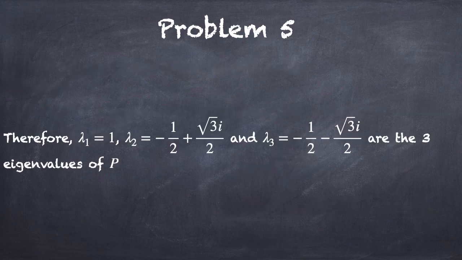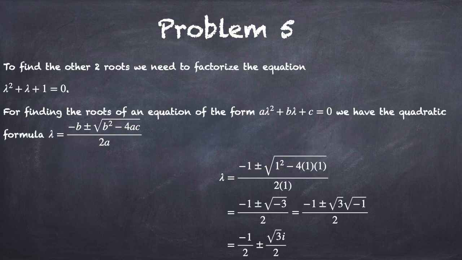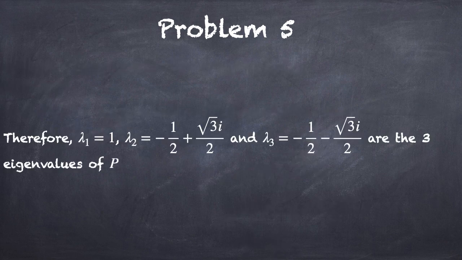So the first root was lambda 1 equals 1. For the second root, we took the plus sign, which gives us negative 1 over 2 plus square root of 3 i over 2. And then the third root would be taking the negative sign instead of the plus sign. It gives us negative 1 over 2 minus square root of 3 i over 2. That's all for this section, and I hope you understand the problems. If you have any questions, you can discuss it with your TA. Thank you.